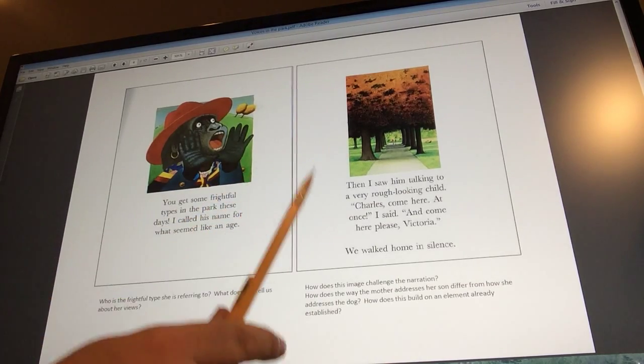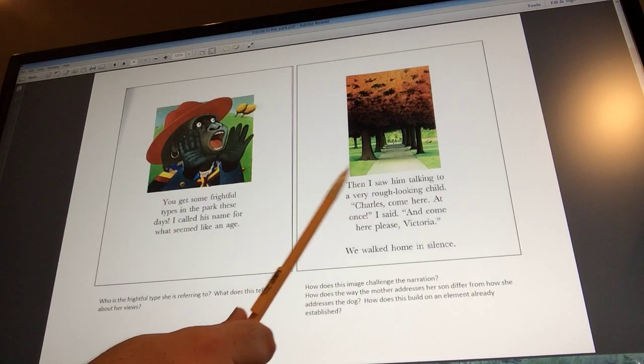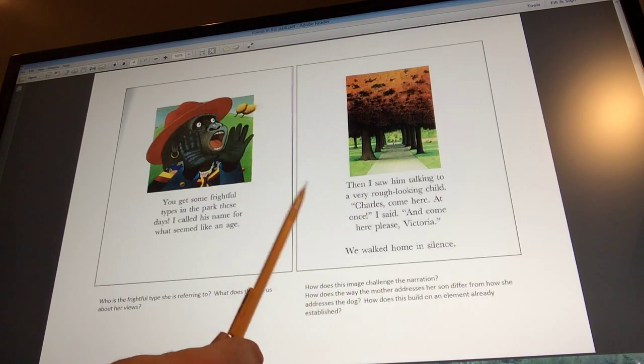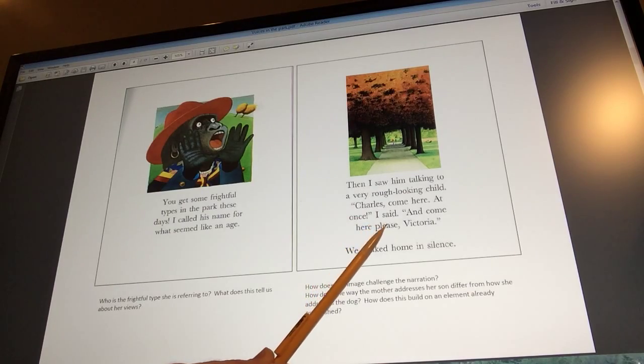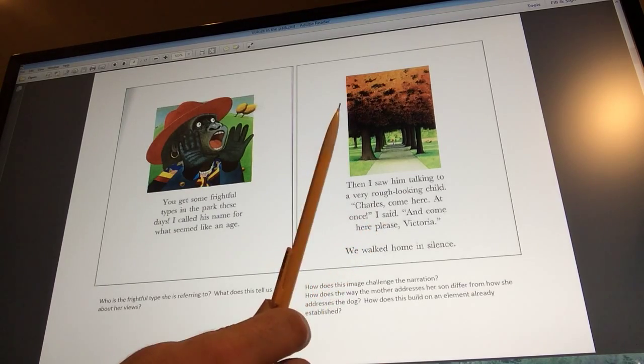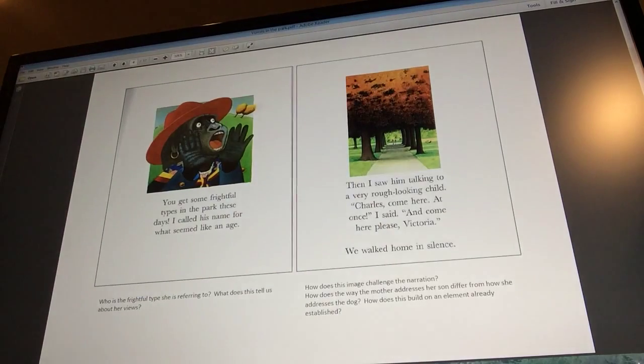And again, we have the difference between the way she talks to her son, "Come here at once," the way you talk to an animal or a dog, and "Come here please, Victoria." There's the pleasantry in the use of the word please that's absent in the way that she talks to her dog.